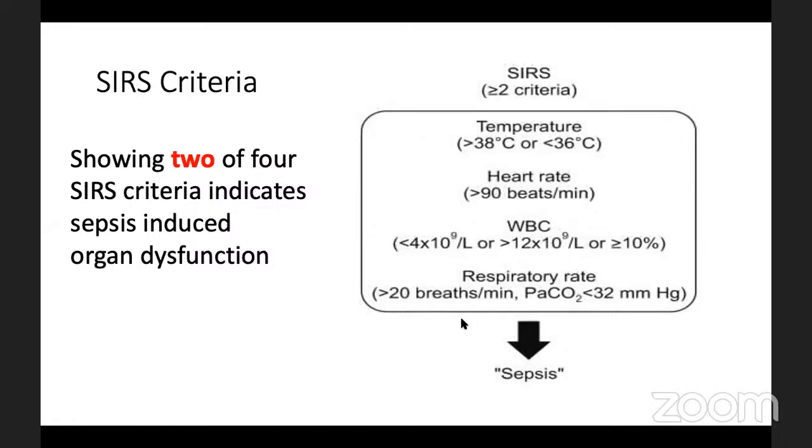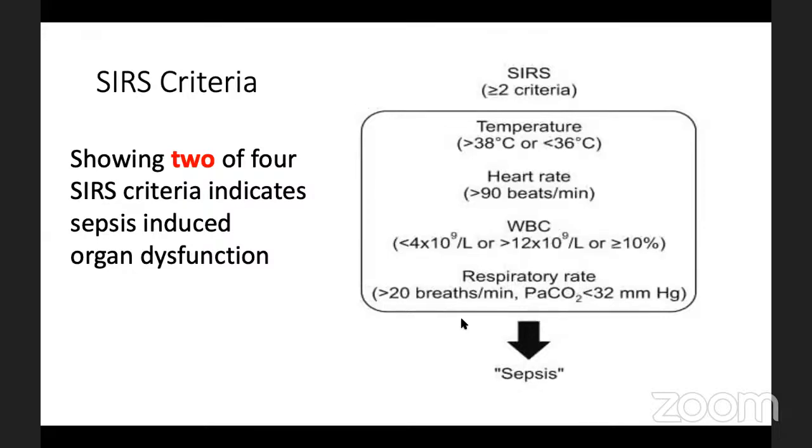Even hypothermia gives us a clue for possible sepsis. Temperature, then heart rate more than 90. Keep that in mind, more than 90, because different screening tools take different margins. I prefer SIRS a lot, and many of us used SIRS over many years. That is why when I was an internee, we used SIRS criteria.